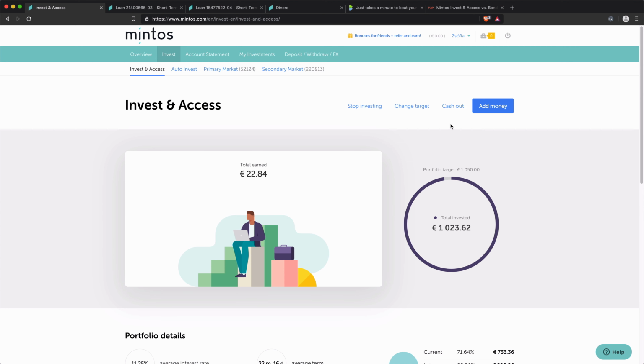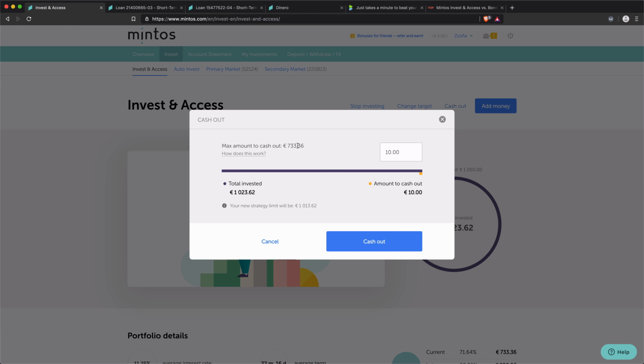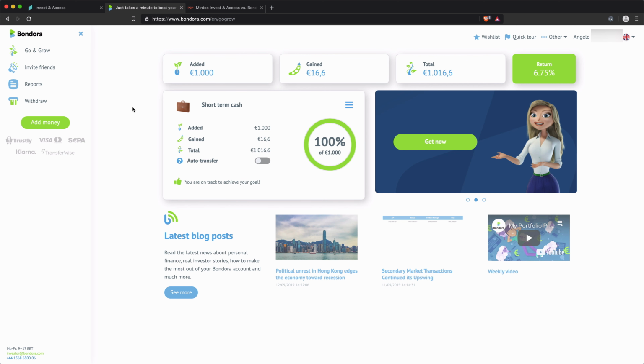And if we wanted to cash out right now, we click on cash out. Here we can see the max amount we can cash out right now. So around 73%. You enter the amount, press cash out, and then Mintos is gonna start selling the loans and adding the money to your account to withdraw. And now let's take a look at Bondora Go and Grow.